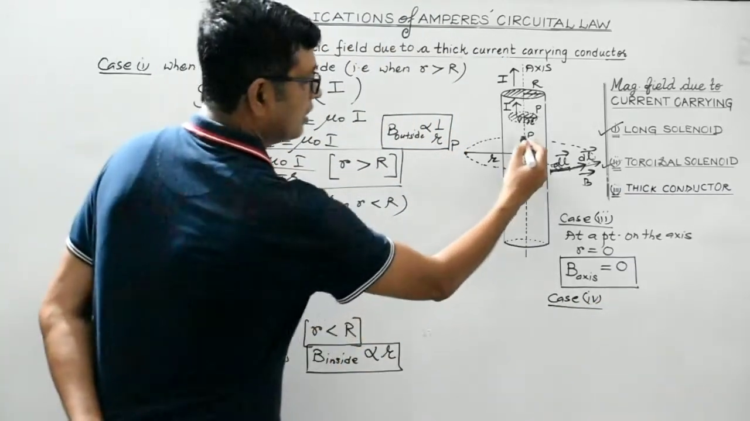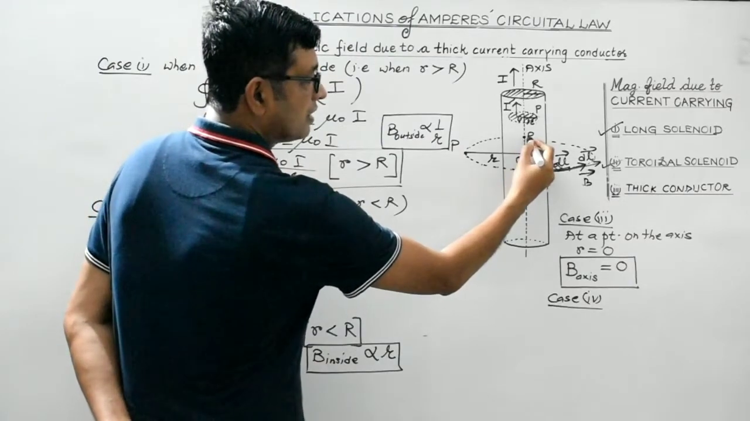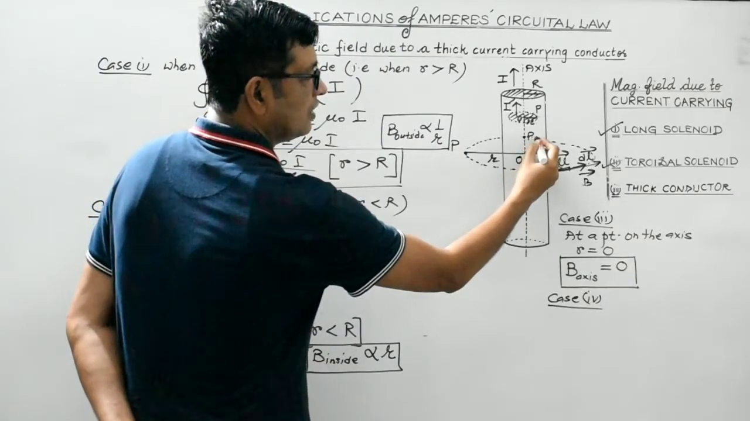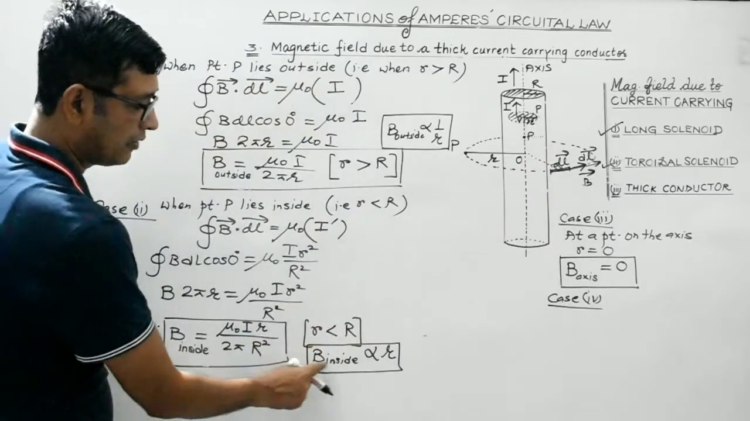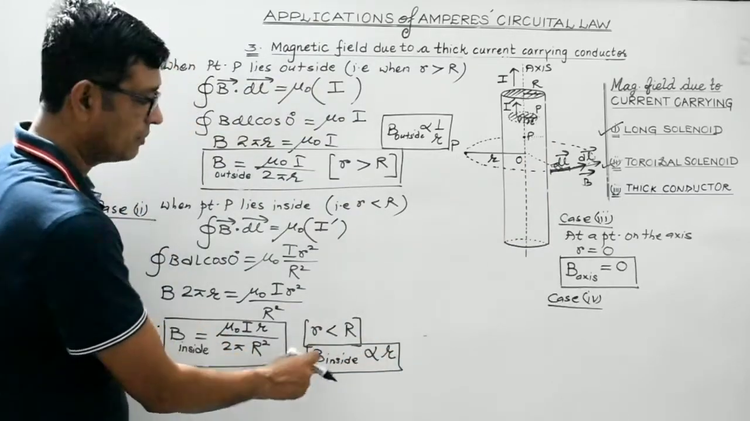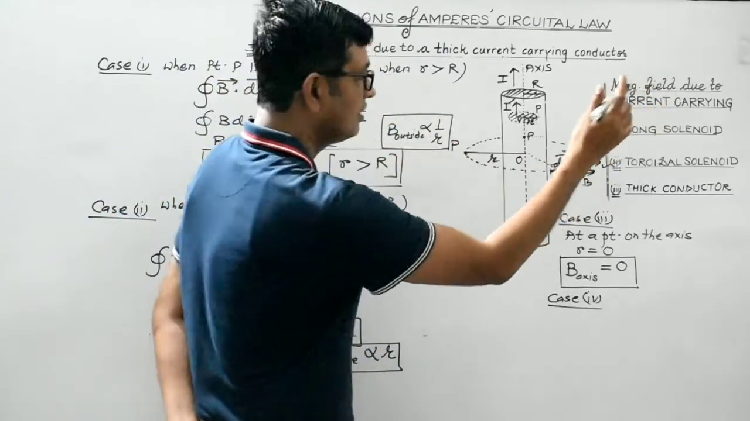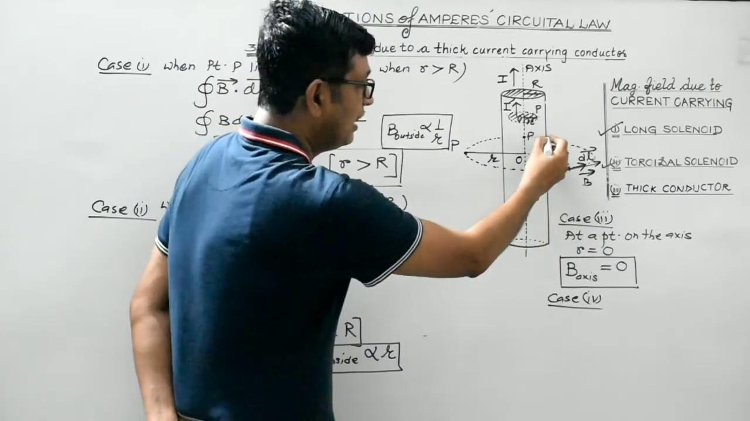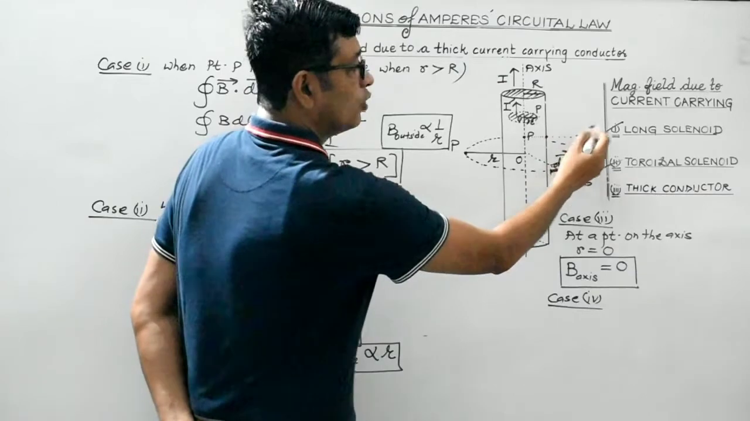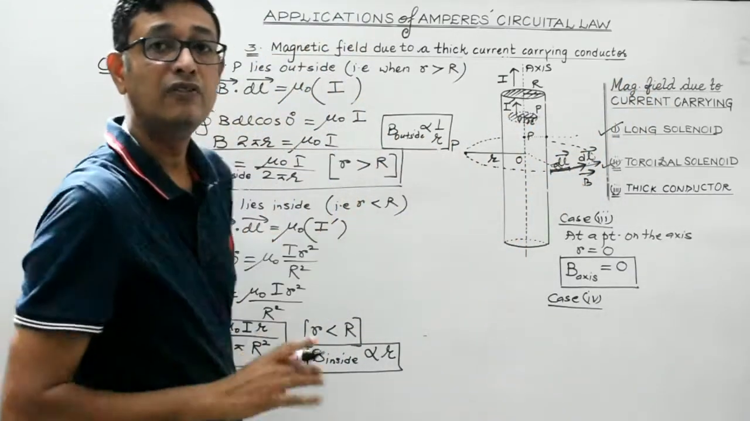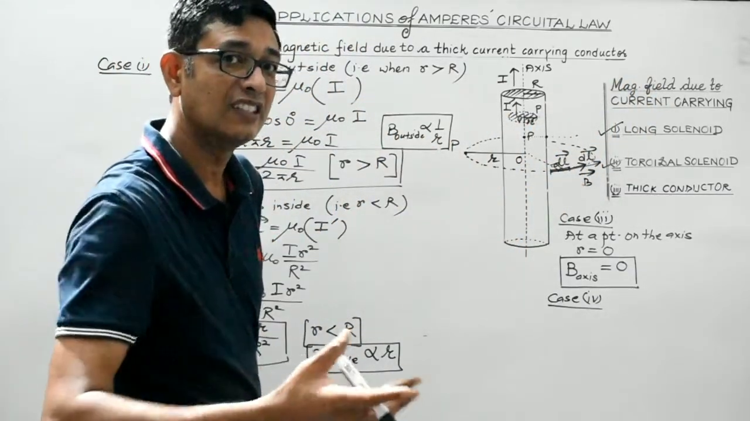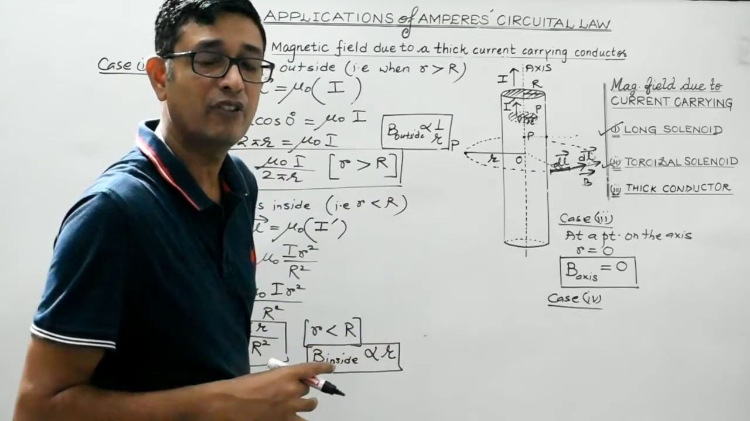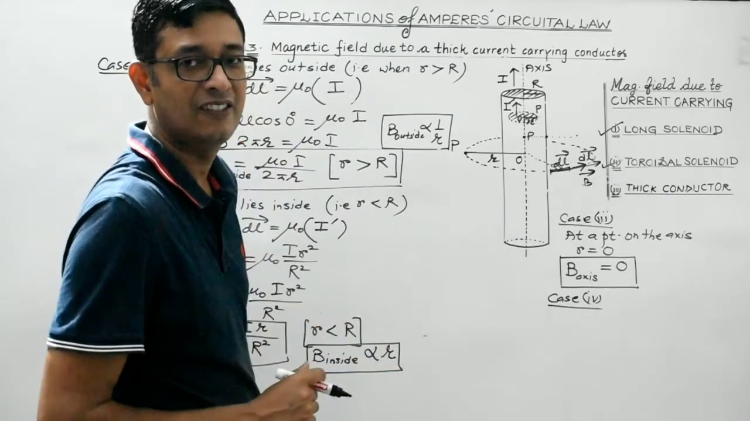Look, here the magnetic field is 0. As the distance of the observation point is increased from the axis, the magnetic field, which varies directly as small r, will also increase. At a point on the surface, it will be maximum, and thereafter, at a point outside, it will be inversely proportional to the distance. The strength of the magnetic field will keep on decreasing then, right?